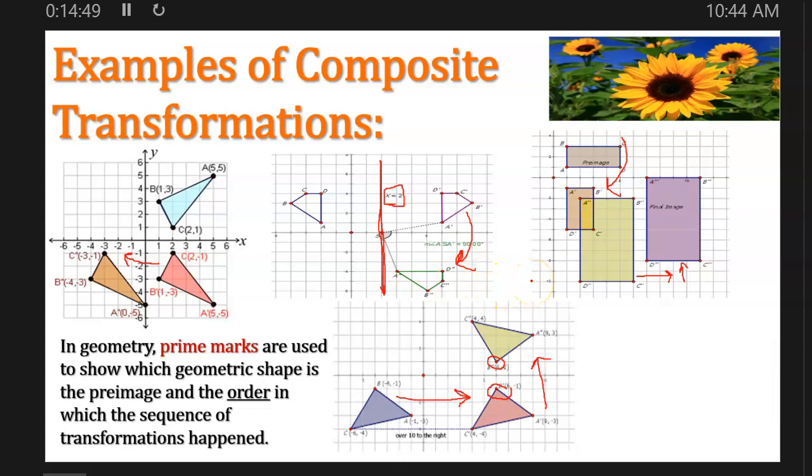In geometry, prime marks are used to show which geometric shape is the pre-image and the order in which the sequence of transformations happened.